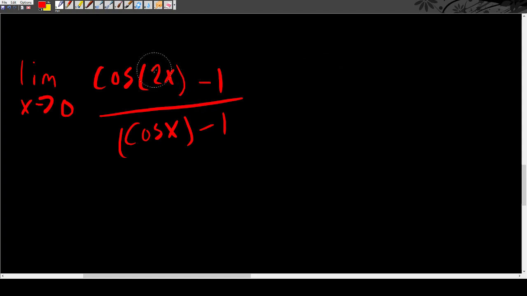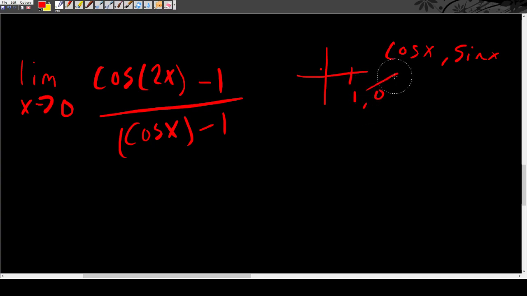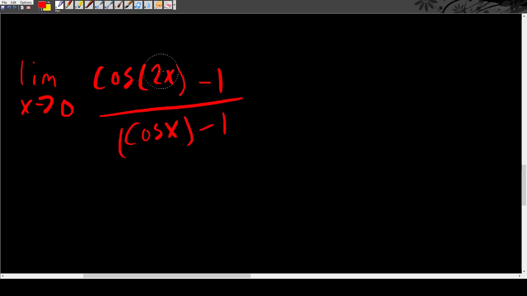Cosine of 0 minus 1, or cosine of 0. So cosine of 0 is 1, obviously. If you didn't know that, you could say cosine x, sine x, and then unit circle 1, 0. So cosine has to be 1, sine is 0 at 0, 0, pi over 2, etc. And so yeah, this is going to be 0 on the top. I can tell straight away that because the only difference between these two is a 2 here, and that's not going to matter with 0, this equals 0 over 0.